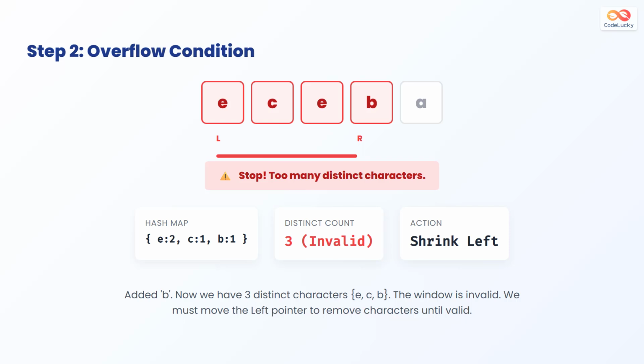Now we move the right pointer again to add b. Our hash map now contains e, c, and b. That is 3 distinct characters, which is invalid. We cannot proceed further with the right pointer until we fix this. We must shrink the window from the left side.